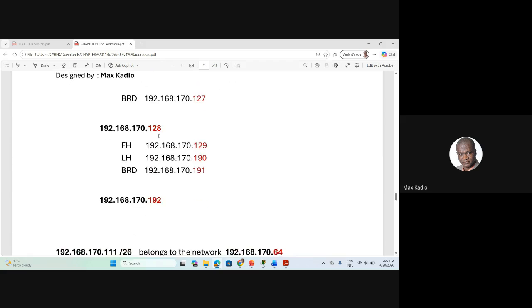Now, if we take this network, for example 128, let's say the finance department, how are you going to find the first valid host you can assign to a PC? You do the network plus 1. How to find the broadcast? You do the next network minus 1. And to find the last valid host, you do the broadcast minus 1. This is it. You can also check that.